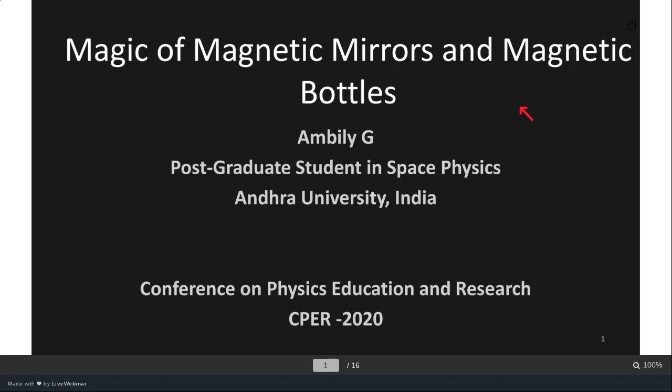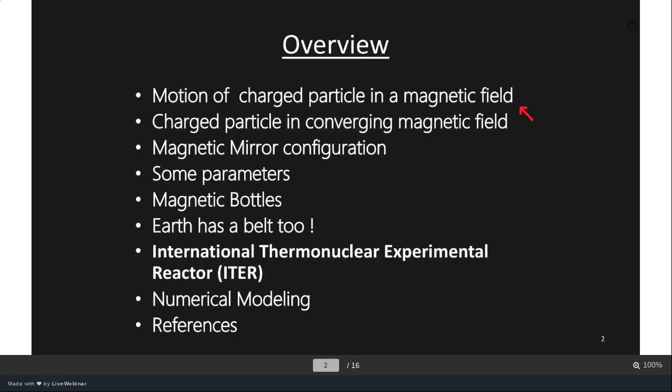Today, I'll be talking about magnetic mirrors and magnetic bottles. Let's have a look at the topics. Here, I'll be discussing the motion of a charged particle in a uniform magnetic field as well as in a converging magnetic field. Then we have the magnetic mirror configuration and its parameters. We'll see how a magnetic bottle works.